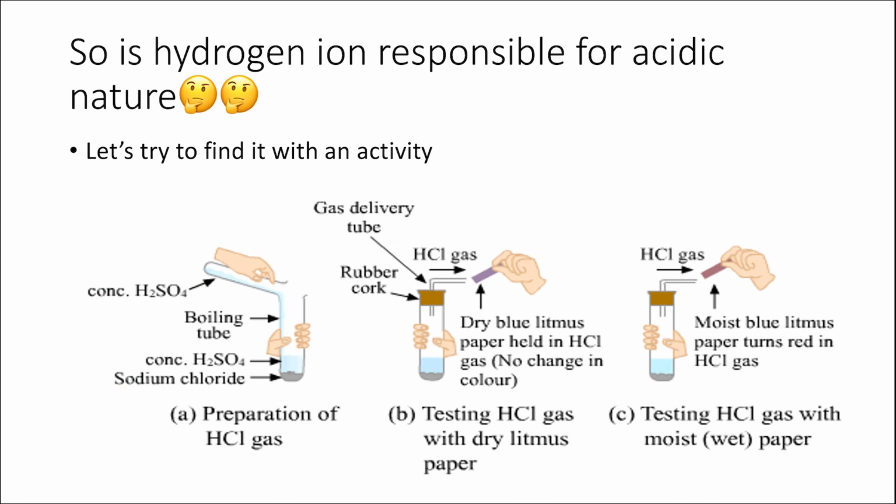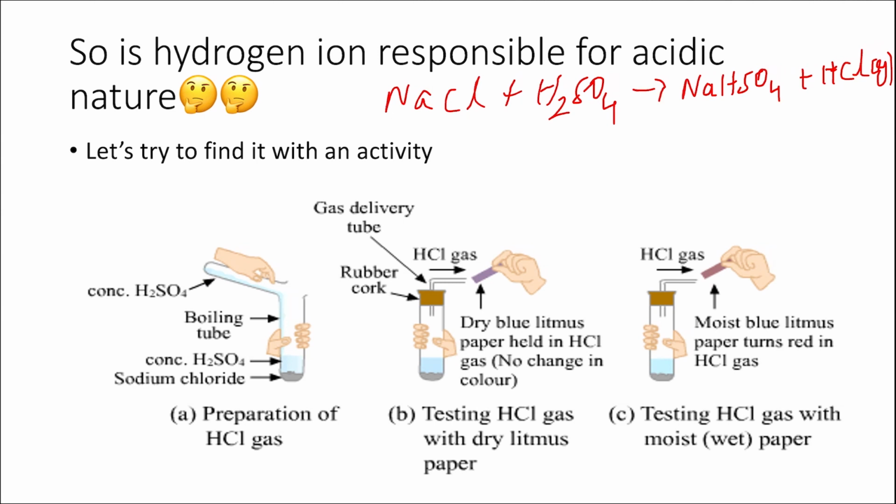So in this reaction, NaCl reacts with concentrated H2SO4. This gives me a salt that is NaHSO4. The name of this salt is sodium bisulfate. And along with this, what is given out is HCl gas. So this is the reaction that takes place in test tube number A, and this is the method for the preparation of HCl gas.